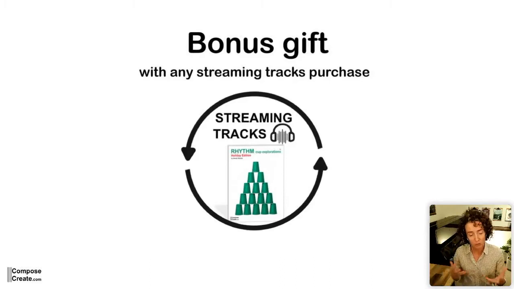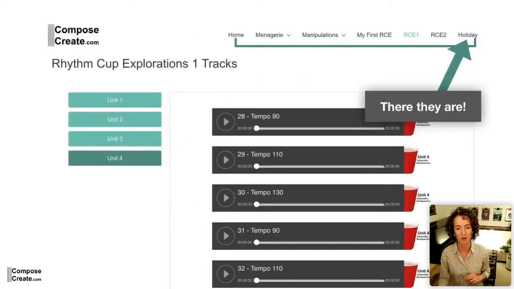And of course, you would need to have the PDF in order to use these, and a lot of you do already. But if you purchase any of the sets of streaming tracks or any of the streaming tracks, you actually get access to the holiday rhythm cup explorations just as a bonus, and you can try those out. They're right there in the corner. You can see holiday. That holiday menu is going to include something else here in just a minute, and I'll show you. But that's where they are once you get them.